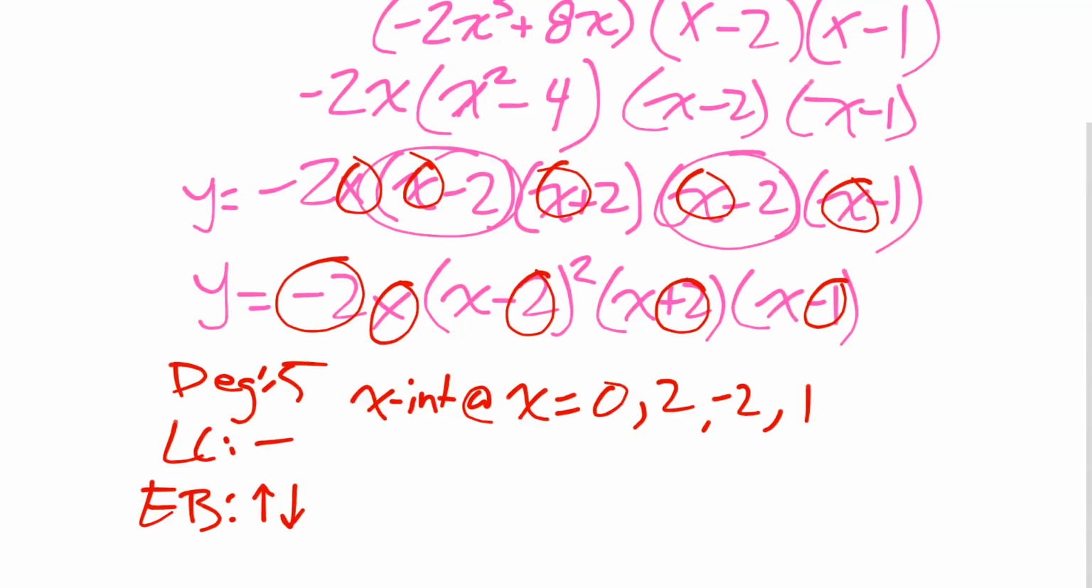Now, which zero do we need to be careful with? That zero right there, positive 2, because that has a multiplicity of 2, which means that will bounce. Everything else will cross, that one will bounce.